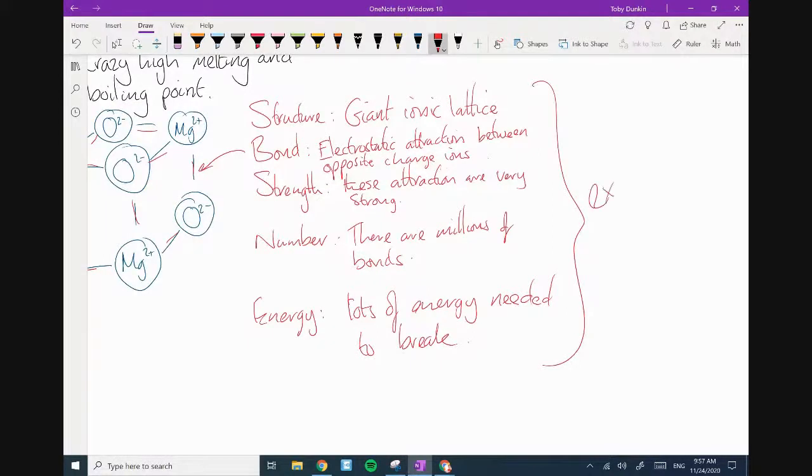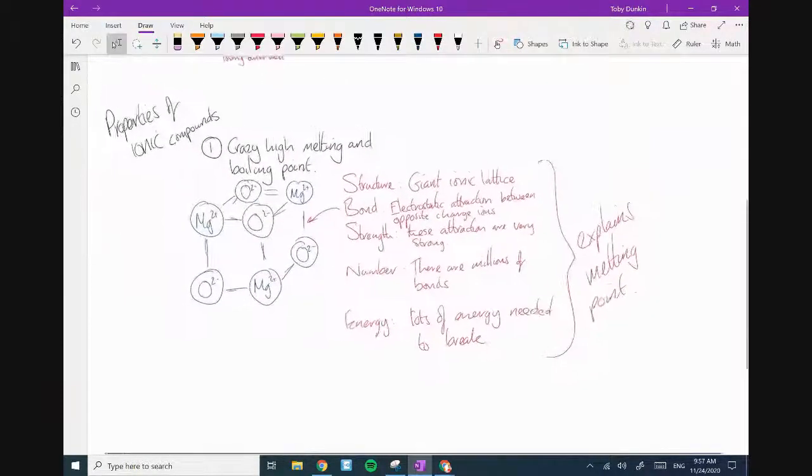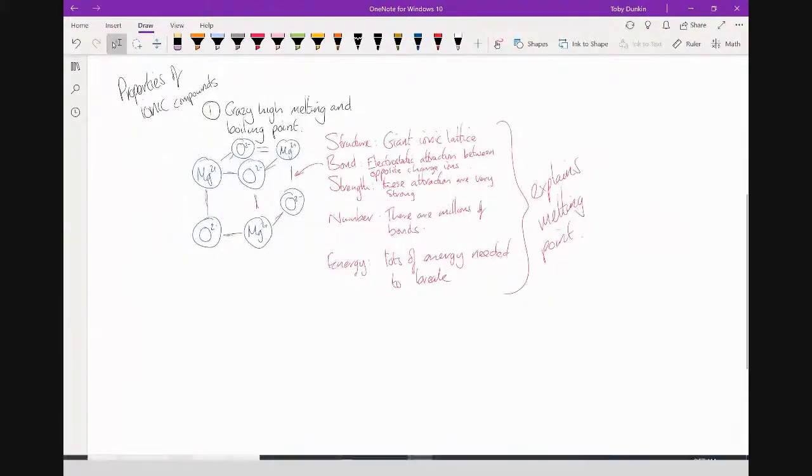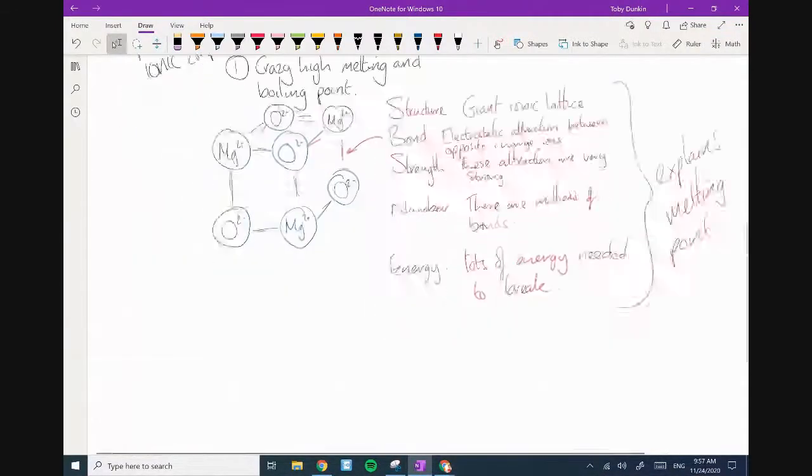This here explains melting point. You always do this on every question, even at A level. You run the same process. It doesn't change. So they've got a crazy high melting point. Next, property number 2.